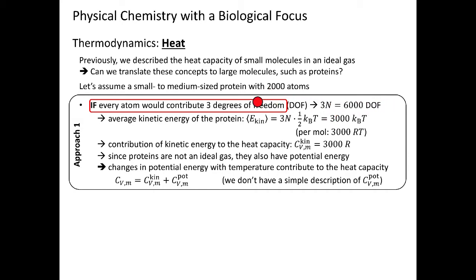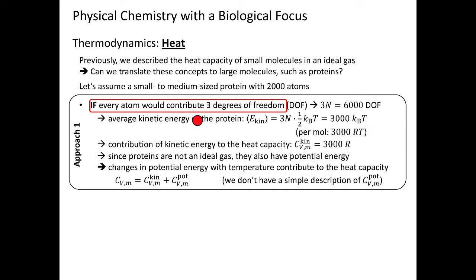degrees of freedom. From each of these degrees of freedom, we have an average kinetic energy of 1/2 kT, which is something that we learned previously. And the average kinetic energy of a protein is 3n, so 6,000, times 1/2 kT, or 3,000 kBT. Now this is of course per molecule of protein. If we express that per mole, then we just replace the Boltzmann constant by the gas constant, and then we obtain 3,000 RT instead.